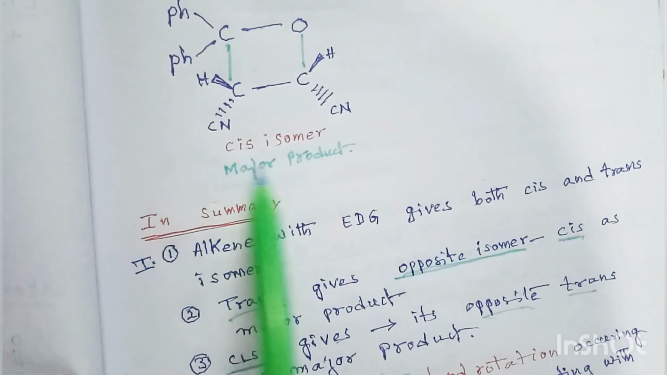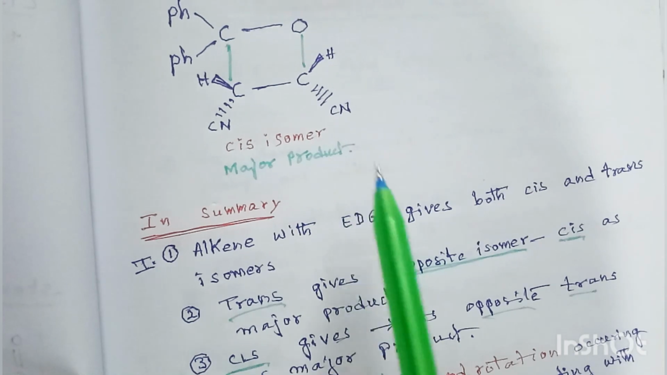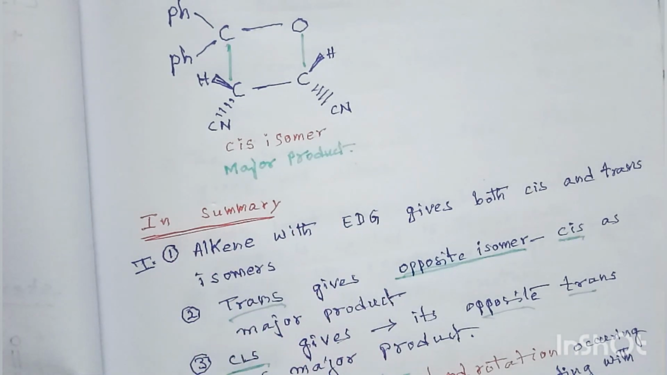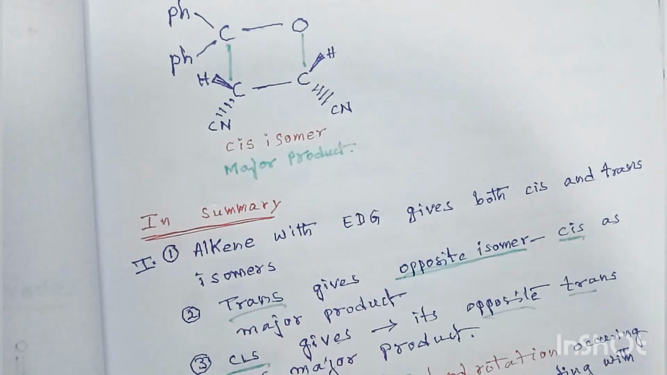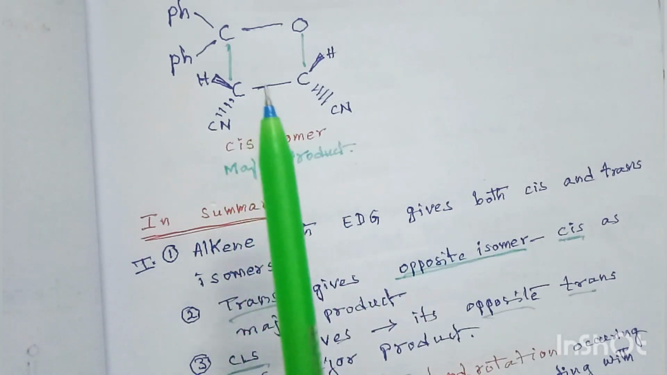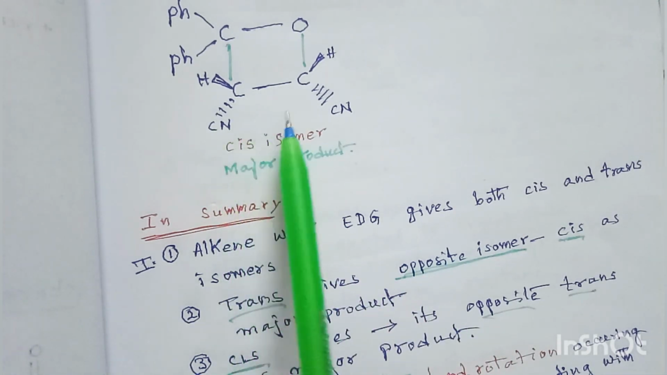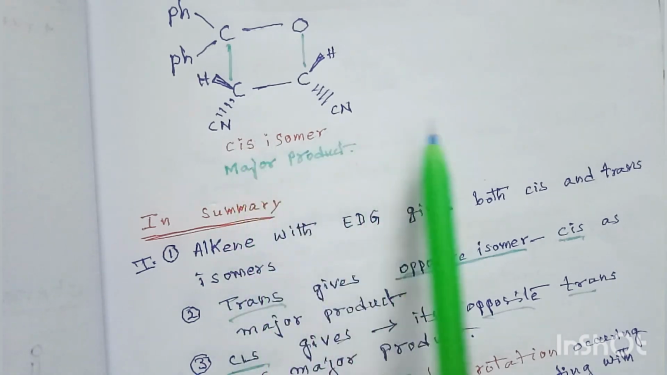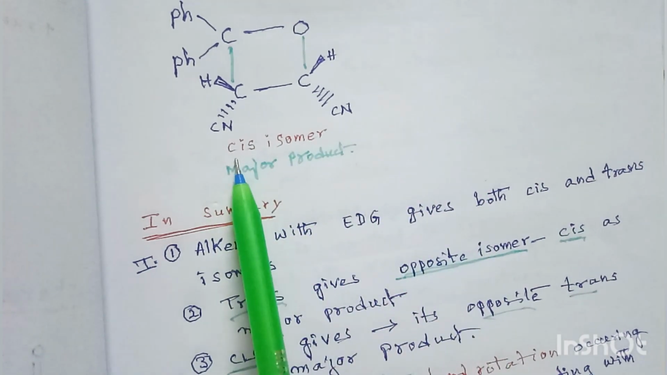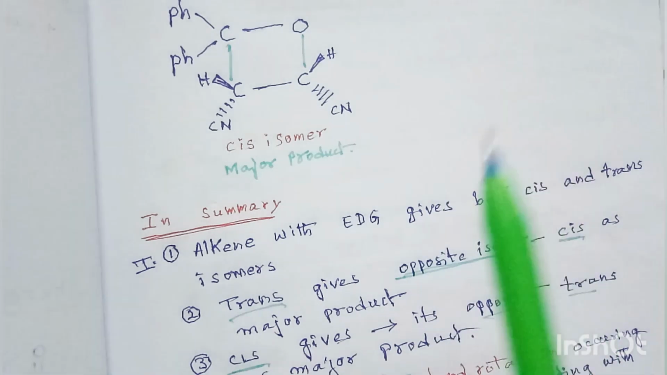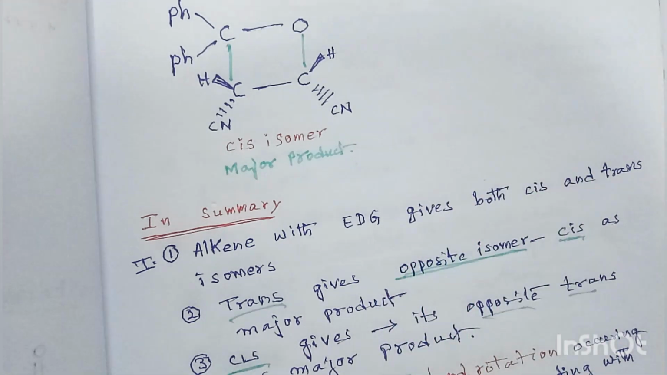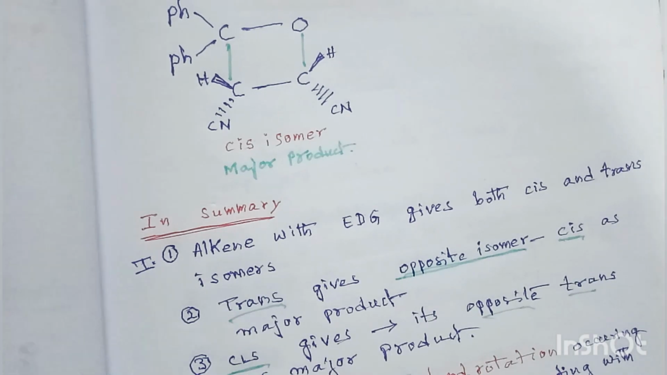This is the cis isomer. This is the major product. So when an alkene with electron withdrawing groups is reacted with a carbonyl compound, the cis isomer gives the cis isomer, and the trans isomer gives the trans isomer. Whereas when an alkene with electron donating group is reacted, the cis isomer gives trans as major product, and the trans isomer gives cis as major product.